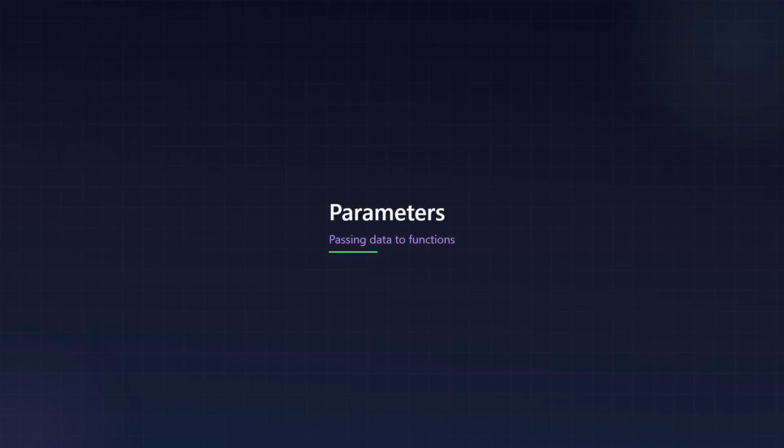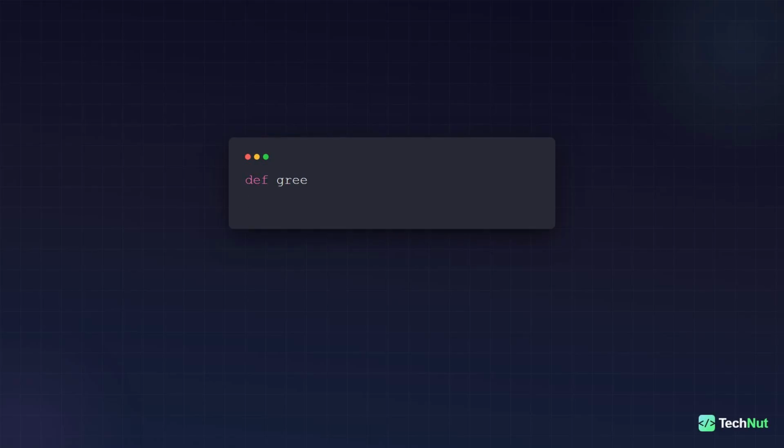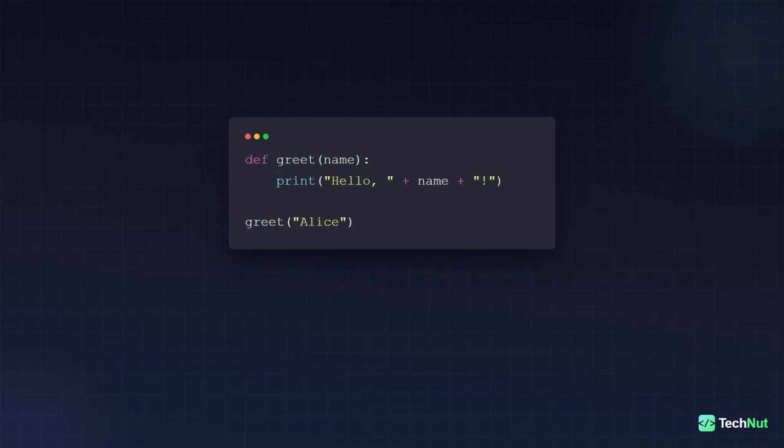Functions become really useful when you can pass data into them. That's what parameters are for. We add a variable name inside the parentheses. This is the parameter. When we call the function, we pass a value. That's called an argument. Inside the function, the parameter holds that value. Here, we're greeting Alice. The name parameter contains Alice, so we print, "Hello, Alice."